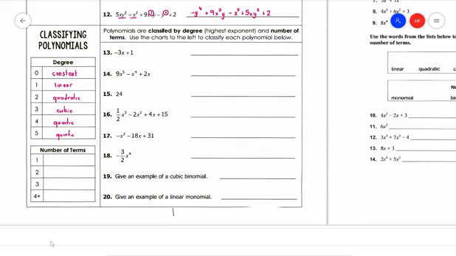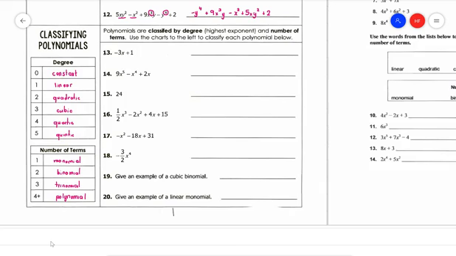And then for the number of terms, if it only has one, it is a monomial. If it has two terms, it's a binomial. Three terms, trinomial. And if it has 4 or more, we kind of give it up and we just call it a polynomial. So if it has 3 or less, make sure you are specific about what it is called, and if it's 4 or more, we'll just call it a polynomial.